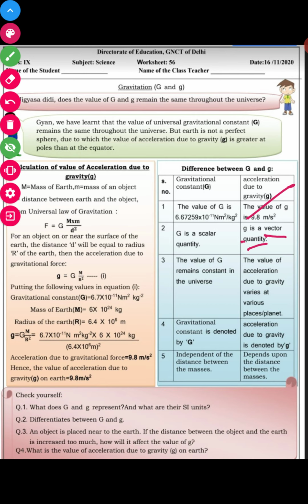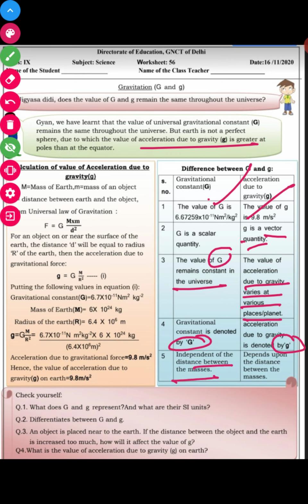The value of G remains constant in the universe, as we have already discussed, but the value of g is different. The value of g varies at various places or planets, like at the equator its value is less as compared to the poles, which have a larger value than the equator. Okay, so the gravitational constant is denoted by capital G, whereas this is denoted by small g. G is independent of the distance between the masses, but g does not depend upon the mass of the object and depends upon the distance. So this is all about your worksheet.